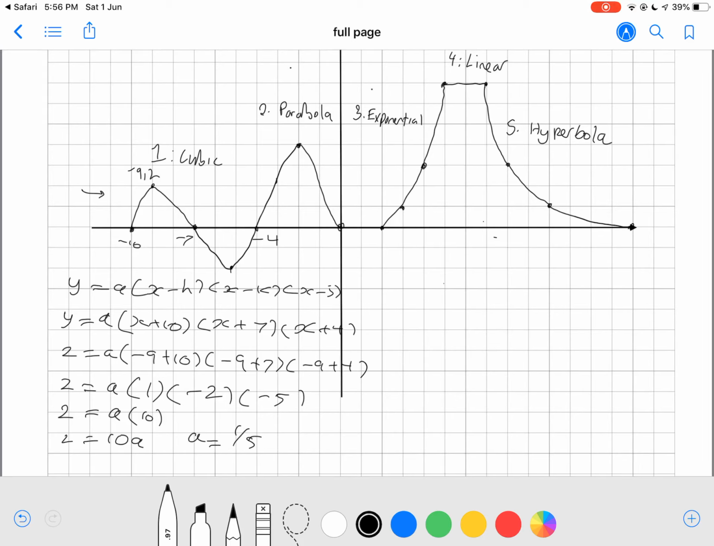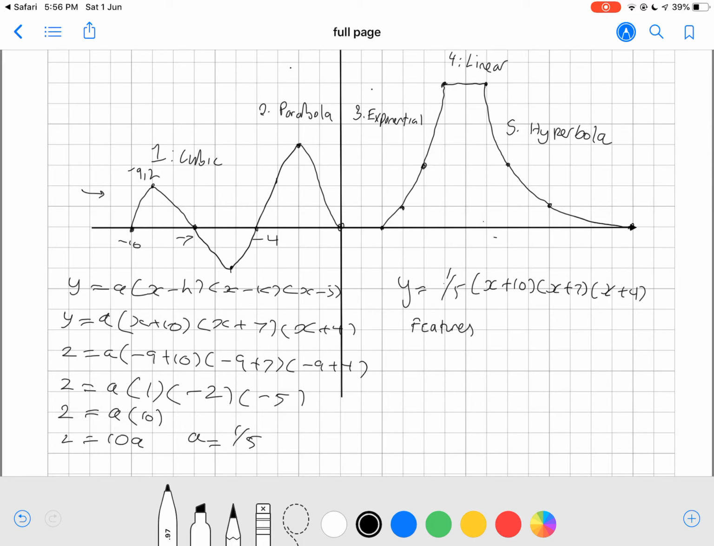So now we have our equation. Our equation is y equals 1/5 (x + 10)(x + 7)(x + 4). So that's our basic equation. We found the equation of the cubic, but now we need to move on to finding the features of the graph.